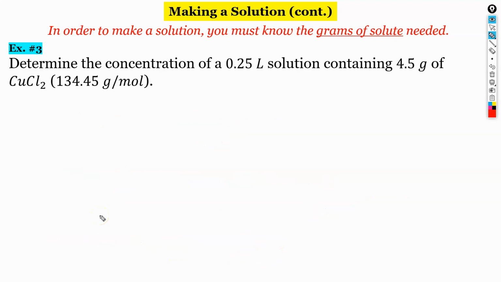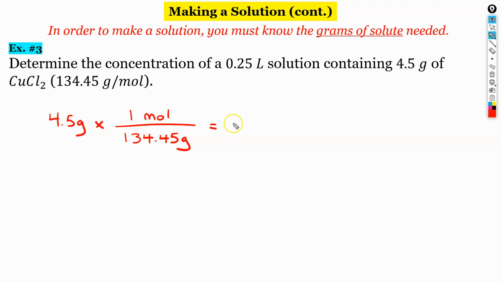All right, in our final example, it says determine the concentration of a 0.25 liter solution containing 4.5 grams of CuCl2. So we've got a volume, and that's it. We need to convert our grams to moles so that we can use this with our molarity equation. So we have 4.5 grams. Our molar mass is 134.45 grams. That's how many grams are in 1 mole.